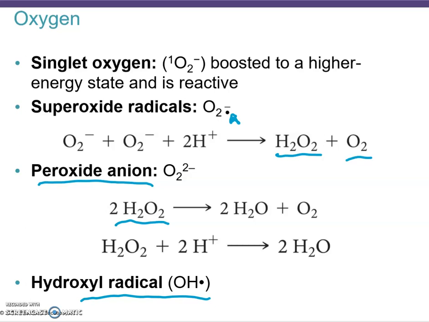For example, the singlet oxygen, this one is a highly reactive form of oxygen. Then, very important, the superoxide radicals. These are O2 minus, and the dot denotes that it's a radical. This one forms peroxide, actually, and oxygen. Then here the peroxide anion. This one reacts to peroxides forming water and oxygen. So the best way to get rid of these peroxides would be to use an enzyme that just forms oxygen and water.